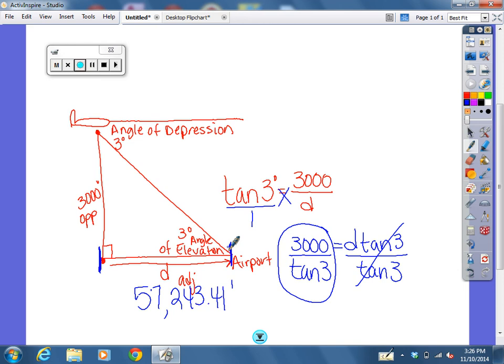And that is angle of elevation and angle of depression. So you need to be careful when you're doing word problems. You need to know that they're equal to each other. If they give you the angle of depression, it is the same thing as the angle that's actually inside the triangle, the angle of elevation. Good luck.